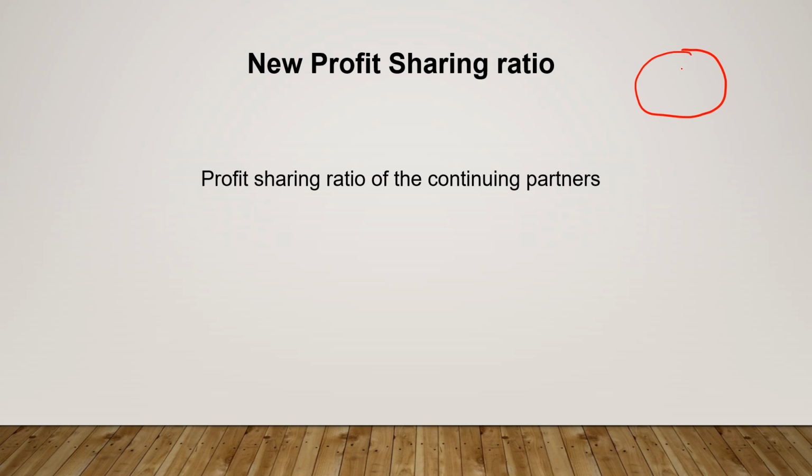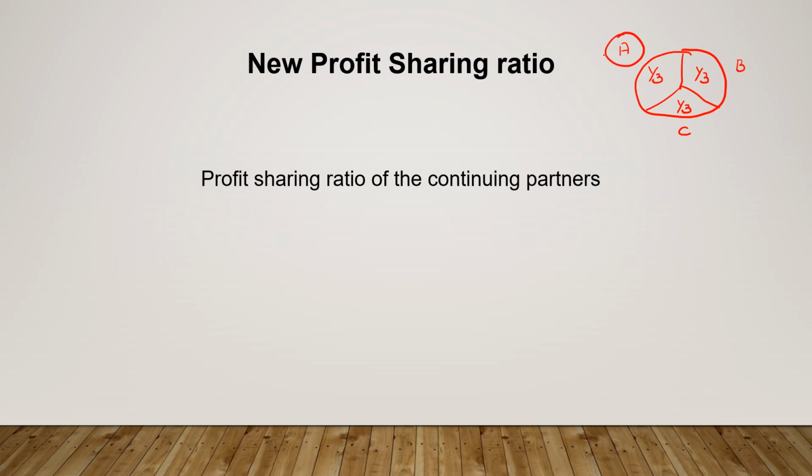So suppose you take the case that there are three partners A, B and C, and the three of them are sharing the profits and losses equally. So this is A's share, this is B's share and this is C's share. So they are sharing 1/3, 1/3 and 1/3. Now suppose the case we are going to take up is retirement of partners.